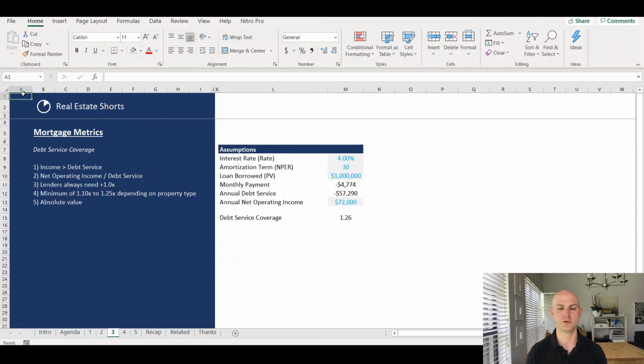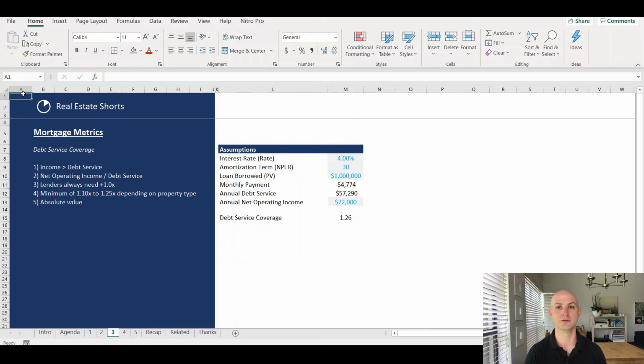So first and foremost, a lender wants to make sure that you are collecting more income than what they are asking you to repay. So again, as a quick example, if you have $120,000 worth of income, they are not going to lend you as much as what that income can support. They're likely going to want you to earn more than what you have to pay in case your earnings change. So the general formula for this is net operating income divided by annual debt service.